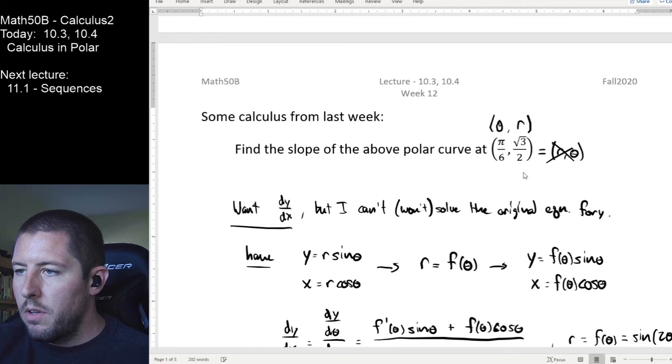Come on, computer, you can keep up. Keep up with me, please. Can I write still? Okay, it's writing.